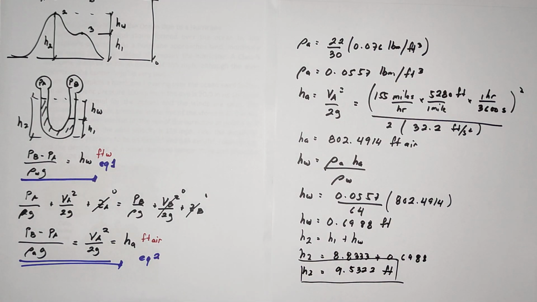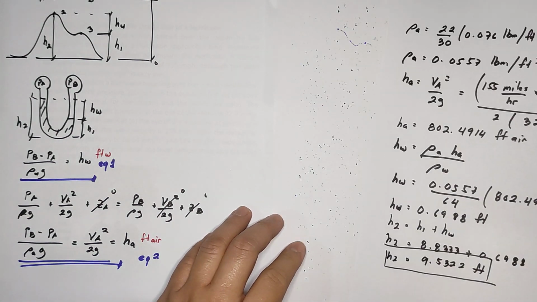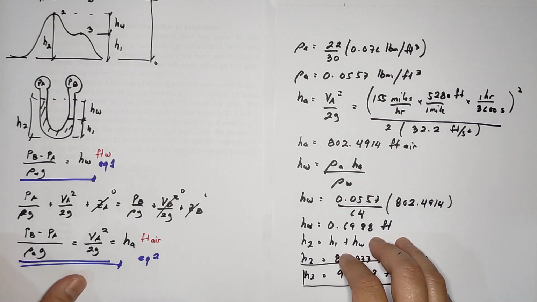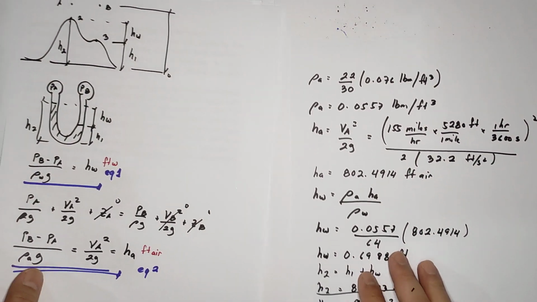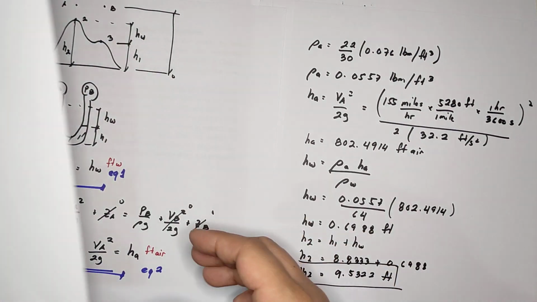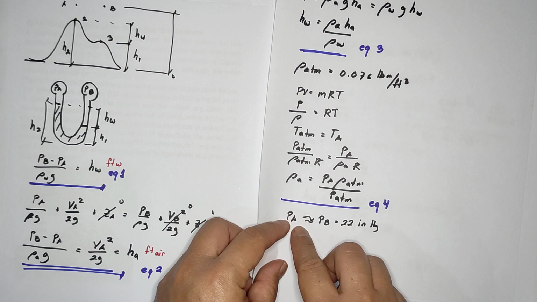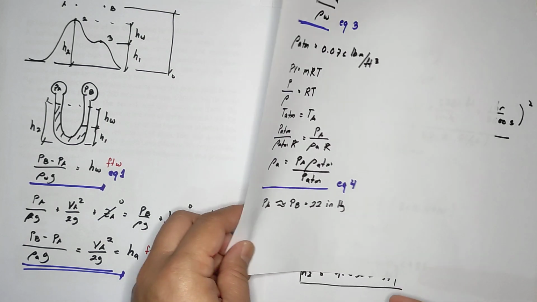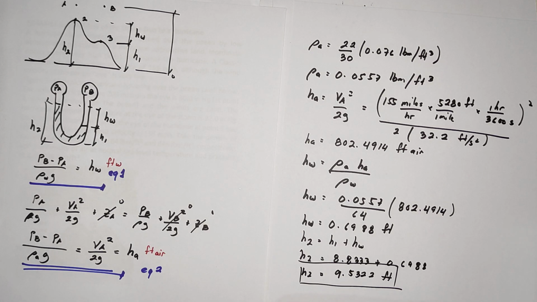Now, for part 3, we will solve H2 by not assuming, because in this case, first we assumed that PA is 22.2. But in part 2, let's make it a variable.